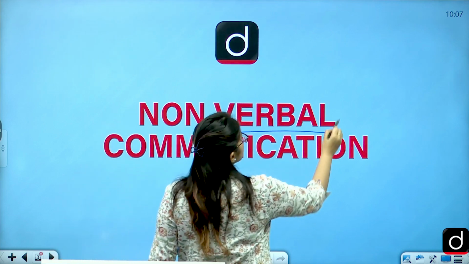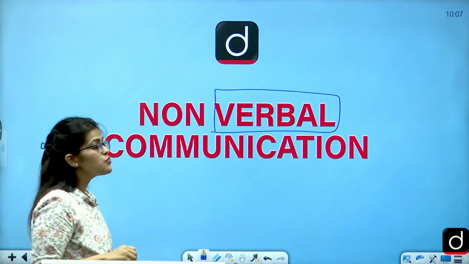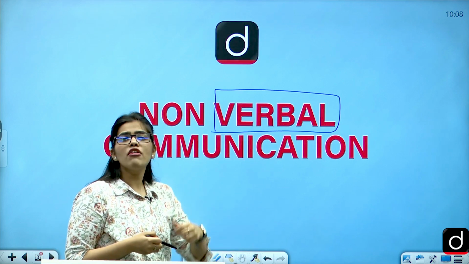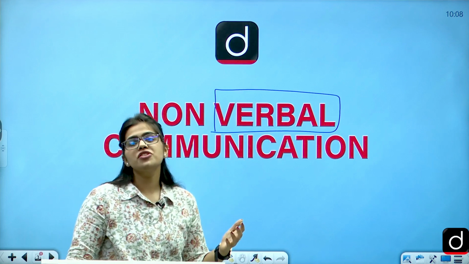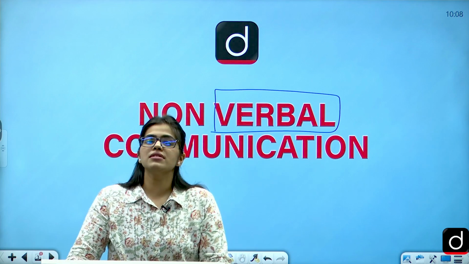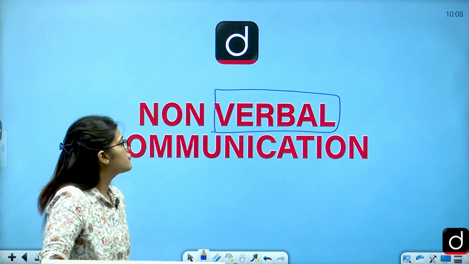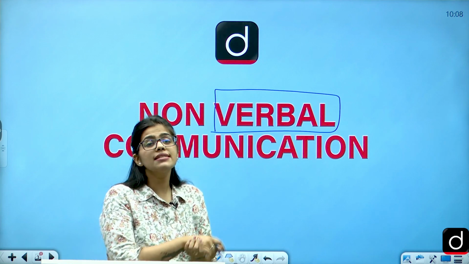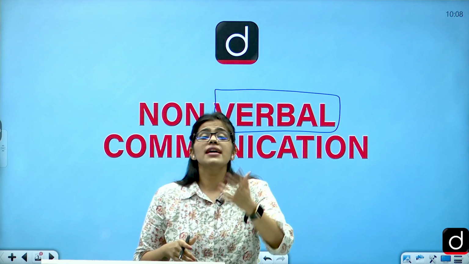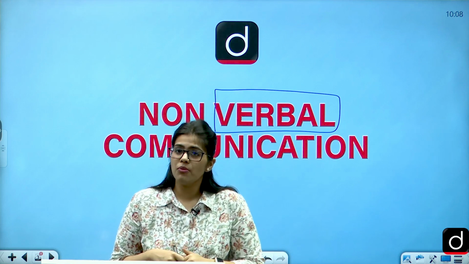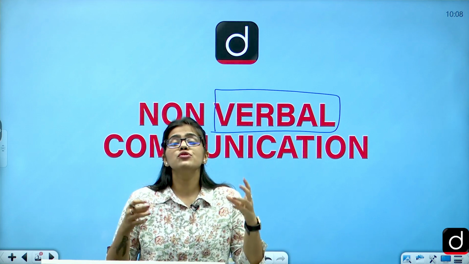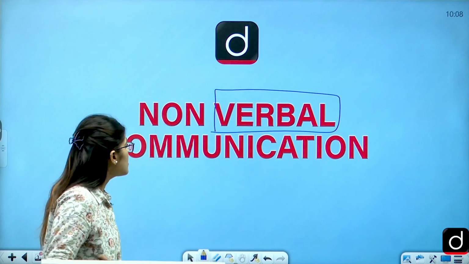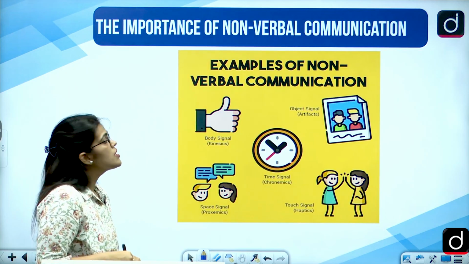The word verbal itself tells you that non-verbal communication would be that communication where words are not used, while gestures or maybe your facial expressions are more important, and the Mehrabian model also talks about it. In your exam, we have received questions related to the Mehrabian model as well. The Mehrabian model of communication says that it is the non-verbal aspect of communication that is more important than the verbal part of communication. Verbal communication means where you use words, while the non-verbal part means where you use cues, gestures, or symbols, and that becomes more important.